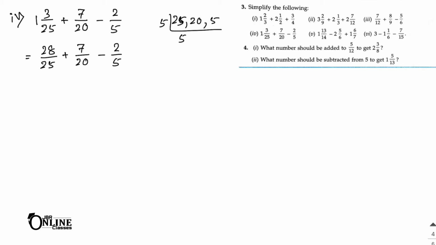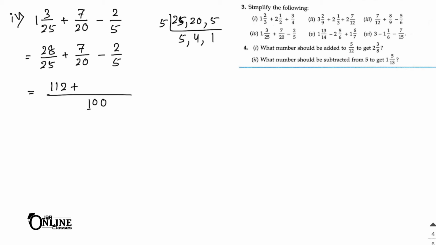Divided by 5, 5 5s are 25, 5, 4 and 1. So here 25 into 4, it becomes 100. So 100 is the LCM. Now if you divide 100 by 25, it becomes 4. So 28 into 4, that is 112.